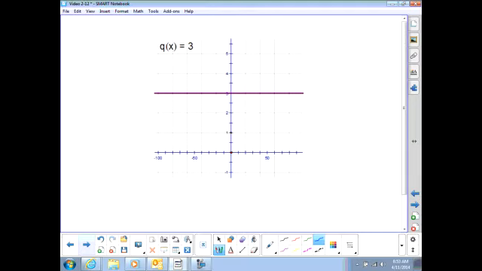If we have a constant function, our limit as x approaches negative infinity of q of x, well, that's just equal to 3. And our limit as x approaches positive infinity of q of x is also 3. Okay, because it's a constant function, it's always going to take on that same value.